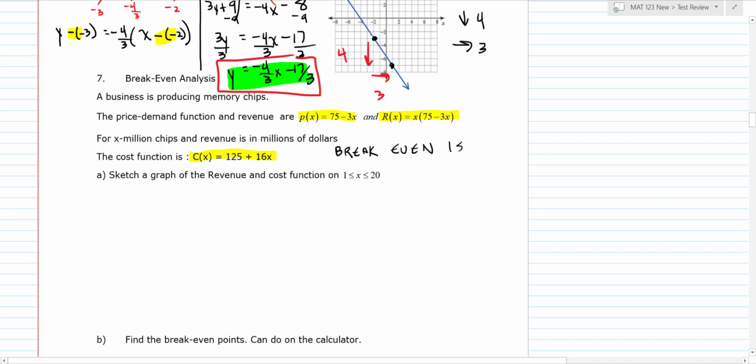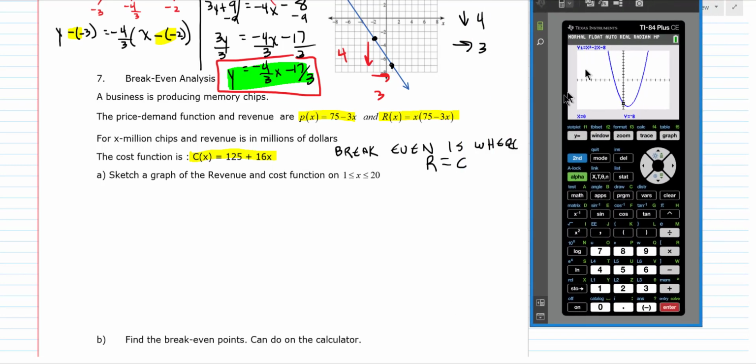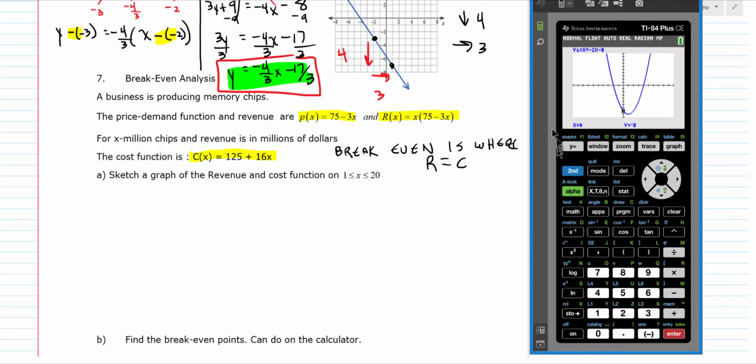Break-even is where the revenue is the same as the cost. And we're going to do this totally on the graphing calculator, okay? All right, so let me show you what I would do on my calculator. So first of all, I don't worry about the price function because the revenue is just x times p. Okay, the price demand, what you do is you multiply that by X to get the revenue.